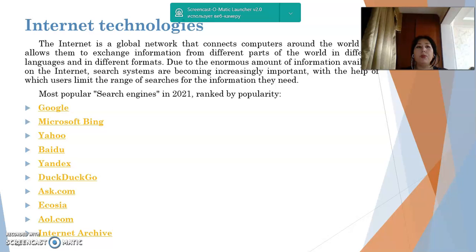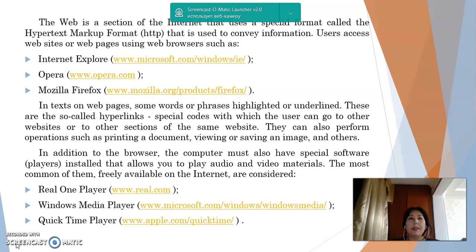Now, it's important to focus on some popular search engines like Google, Microsoft Bing, Yahoo, Baidu, Yandex, DuckDuckGo, Ask.com, EcoAsia, IOL.com, Internet Archive. The web is a section of the Internet that uses a special format called the Hypertext Markup Format, HTTP, that is used to convey information. Users access websites or web pages using web browsers such as Internet Explorer, Opera, Mozilla Firefox.